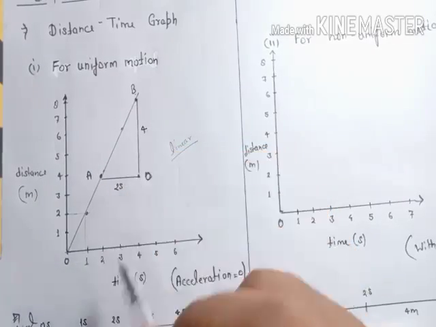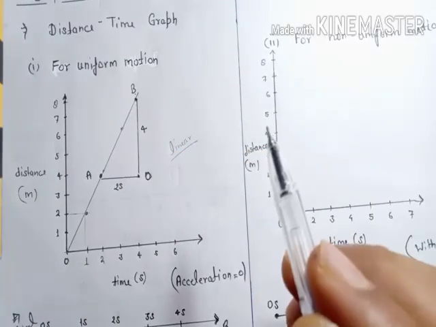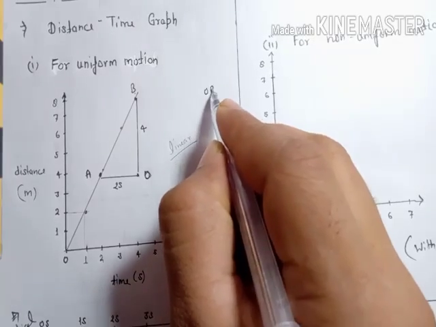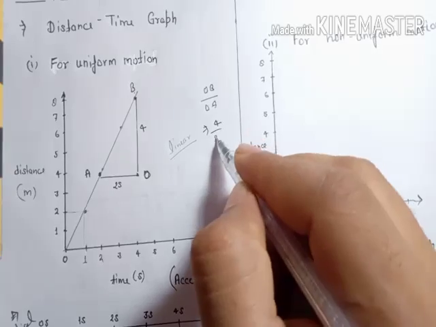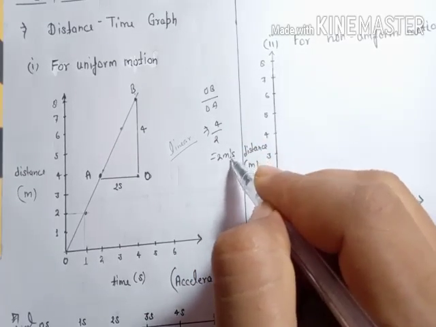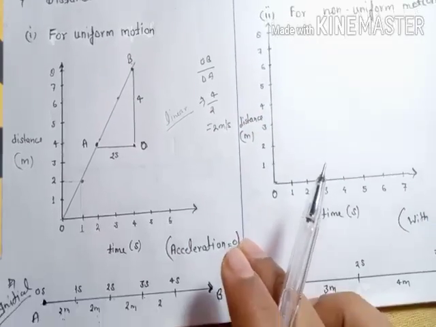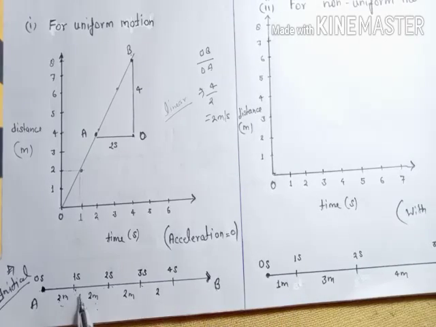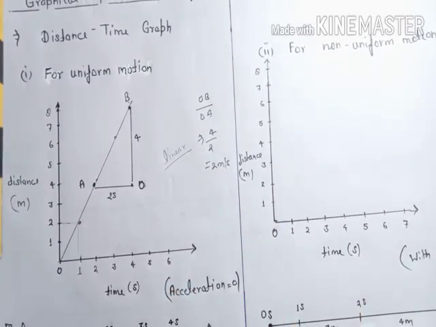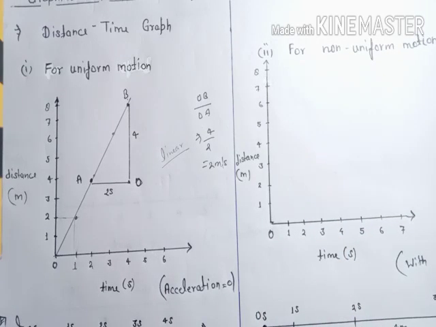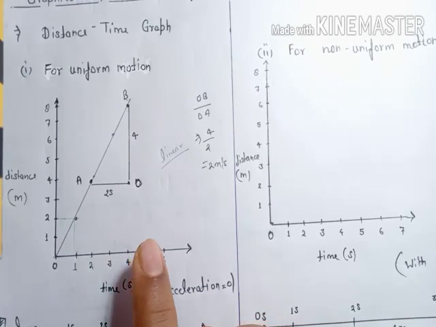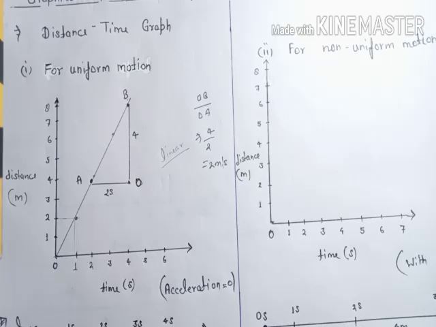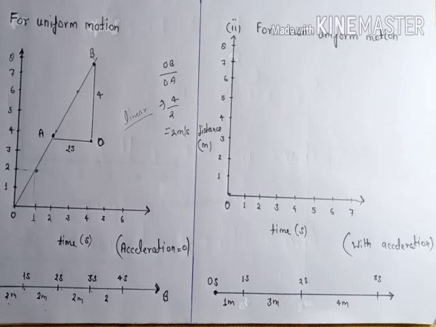This is 4. And now if you want to get the velocity, then you have to divide OB upon OA. Now see, this is 4 upon 2 and that is what? 2 meter per second. You can see that, yes, this is the velocity of us, 2 meter per second. In 1 second it covers 2 meter. So by this graph of uniform motion distance time graph, you can calculate the velocity of the object too. And for non-uniform motion, what we do, I think you can see the second graph too.